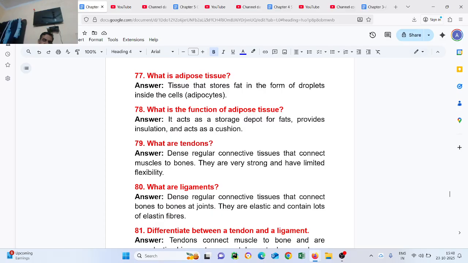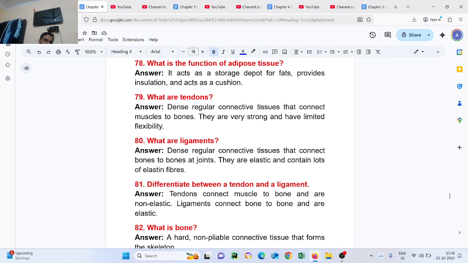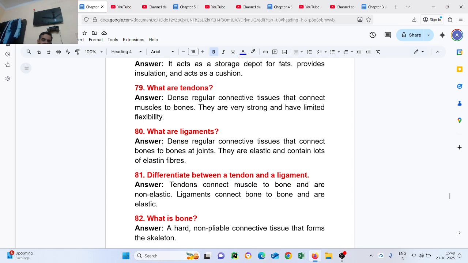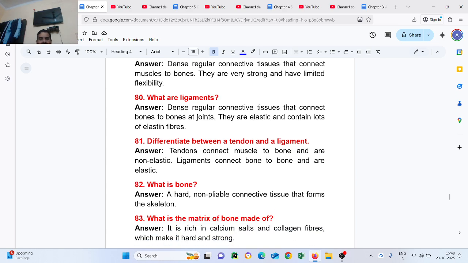Question number 81. Differentiate between tendon and ligament. Answer: tendon connects muscles to bones and is non-elastic. Ligament connects bone to bone and is elastic.